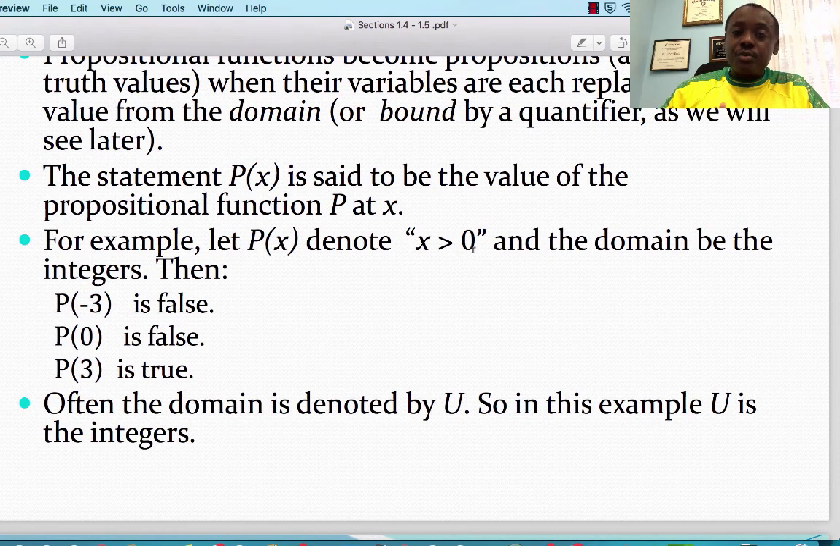As notation, we usually represent the domain with uppercase U. So in this example, uppercase U is the set of integers. Okay? So once more, if I replace the variables in the predicate with values from the domain, those propositional functions become propositions. Then I can do all the things we've mentioned before in sections 1.1, 1.2, and 1.3. And we shall see some of those as we move ahead in this lecture.